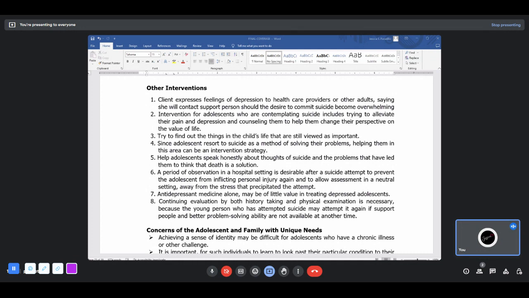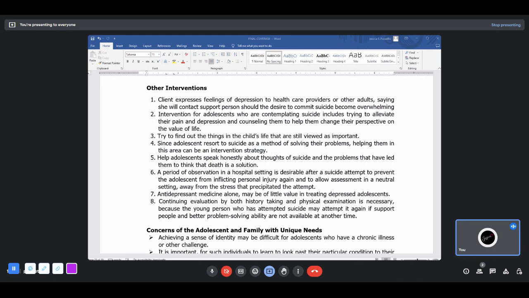Okay, another one is antidepressant medication alone may be of little value in treating depressed adolescents. Continuing evaluation by both history taking and physical examination is necessary. Okay? Because the young person who has attempted suicide may attempt it again if support people and better problem solving ability are not available at another time. Okay? So, dapat maagapan agad.